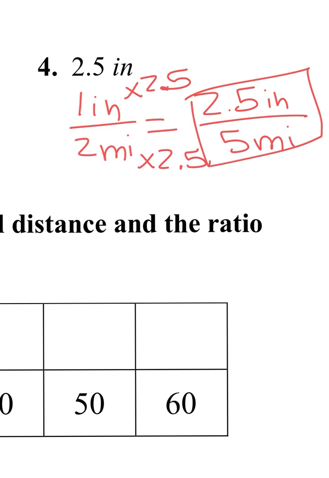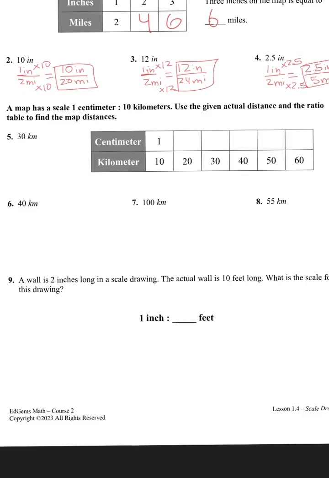All right, numbers 5 through 8. Here we go. On numbers 5 through 8, it says a map scale has a scale of 1 centimeter to 10 kilometers. Use the actual distance and the ratio table to find the map distances. So on this one, they don't give us the centimeters aside from 1 centimeter, but they do give us the kilometers, which go 10, 20, 30, 40, 50, 60 kilometers.